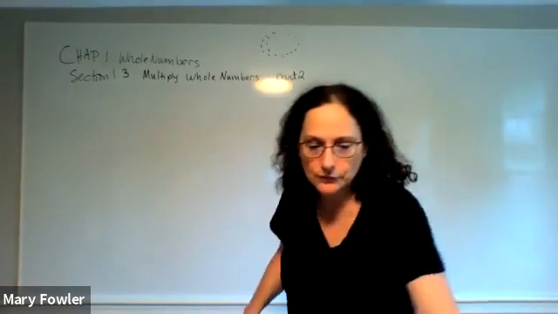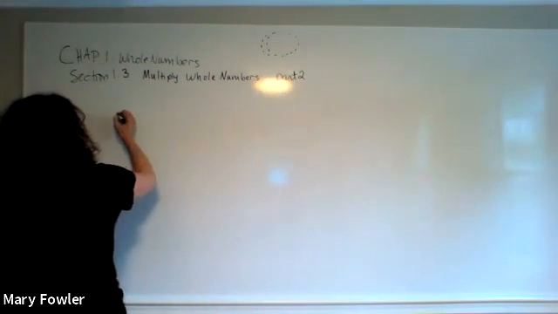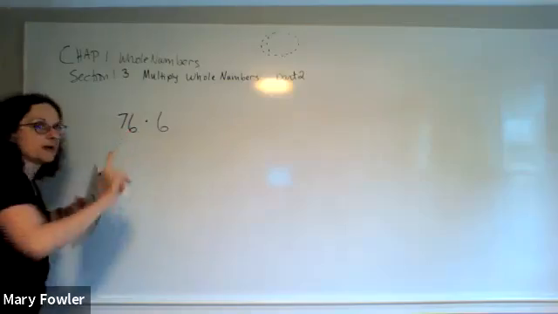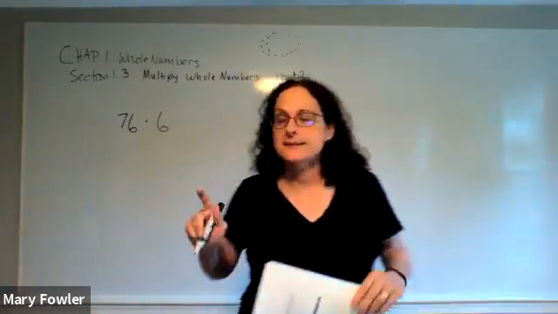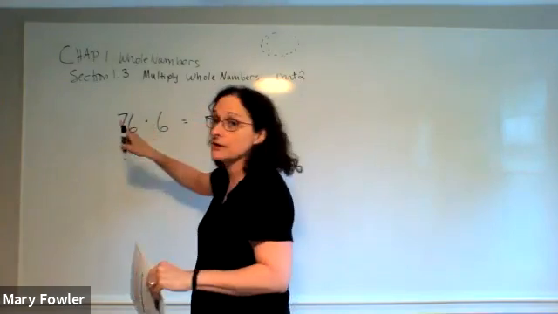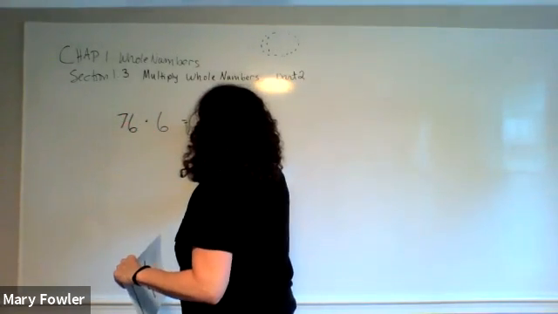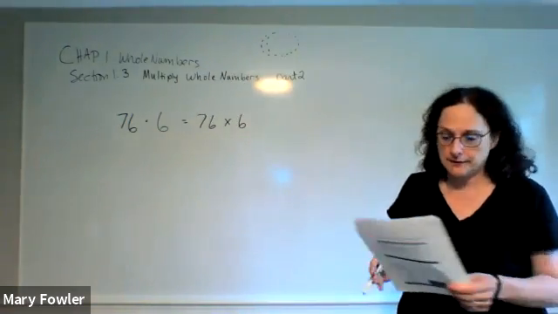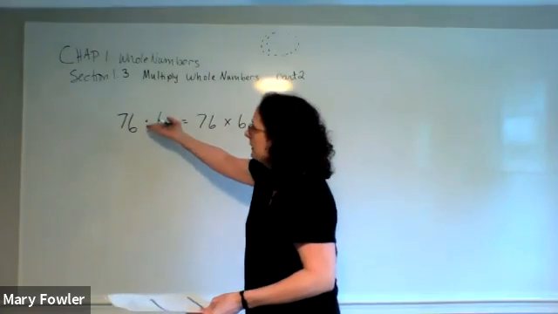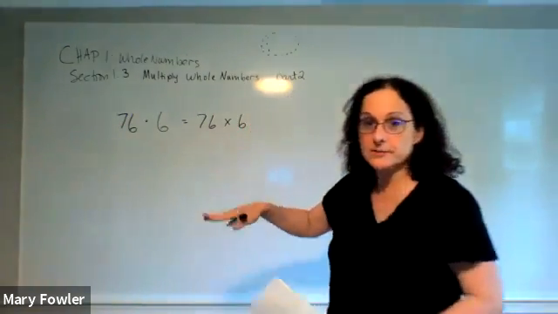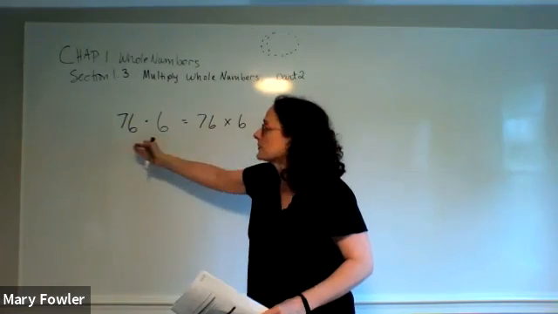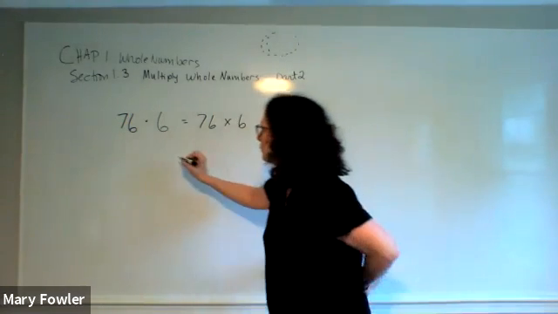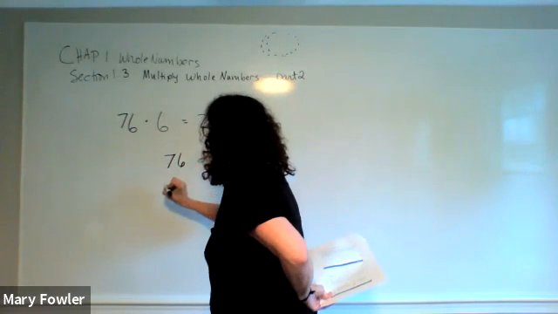Okay. So the first problem I want to look at is 76 times 6. And notice how I wrote that problem with a dot, and that is an alternative notation to the times symbol, okay? So it means exactly the same thing. The dot is up higher, it's not a decimal point. Decimal points would be at the same level as the numbers, but this one is vertically in the middle.